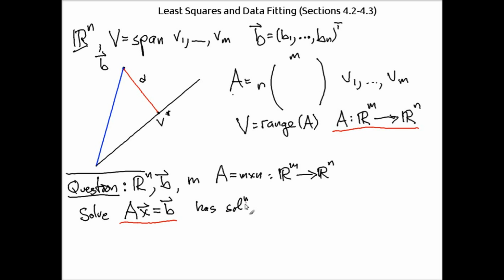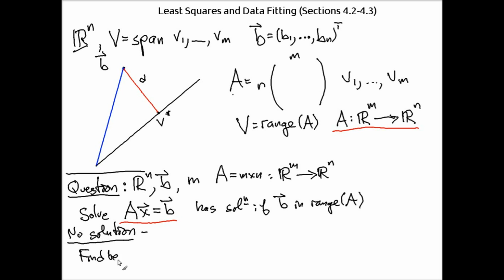It has a solution if b is in the range of A, which is to say this point b is actually on this plane. And, well, suppose there's no solution. A reasonable next best thing to ask for is to find the best you can do, which is to minimize the length of Ax minus b.